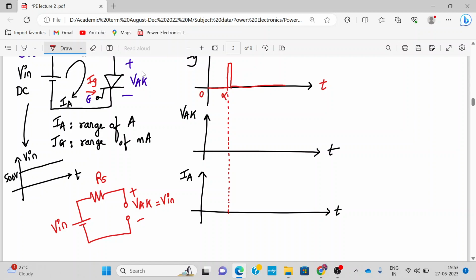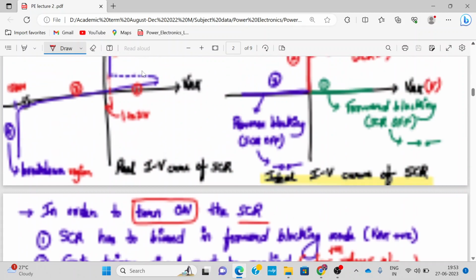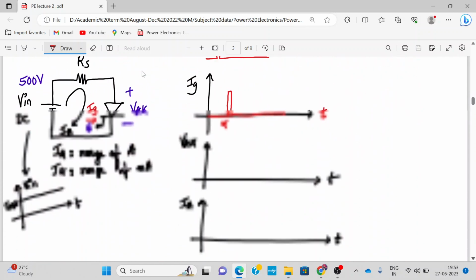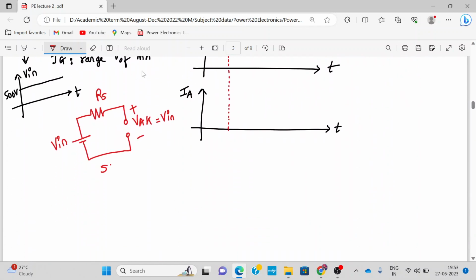There are two conditions to be met. Only the forward bias condition is met, or the forward blocking condition is met. When VAK is positive, the SCR is in the forward blocking state, and whenever SCR is in the forward blocking state, it's considered to be off. So here we can say SCR is off, hence it is replaced with open circuit. Now, what about the current flowing? When the SCR is off, the current flowing to the circuit will be 0.